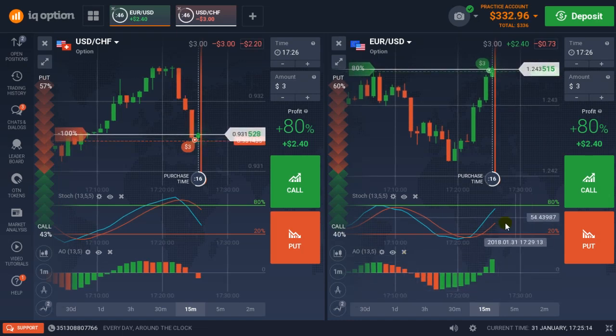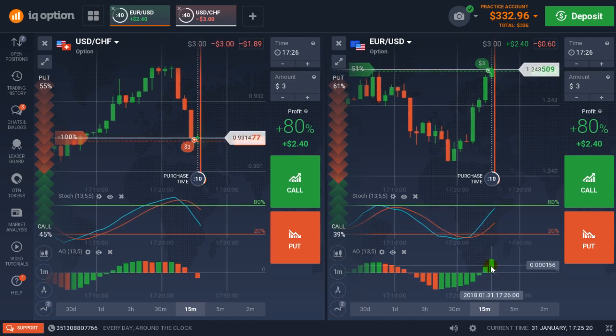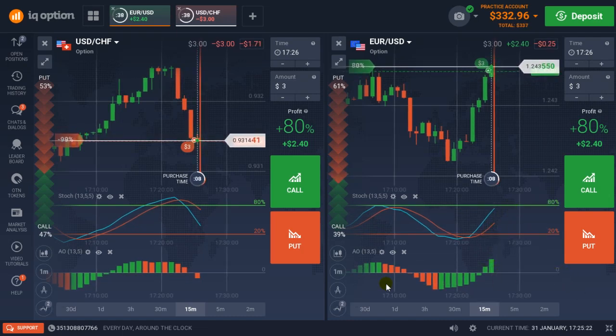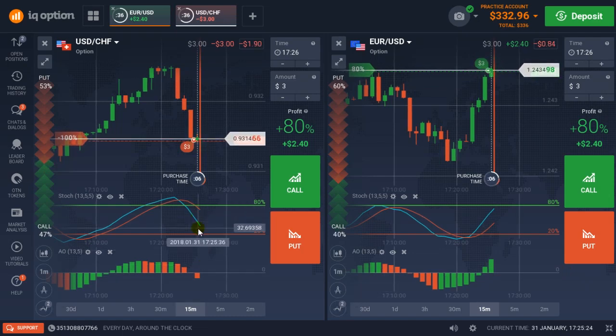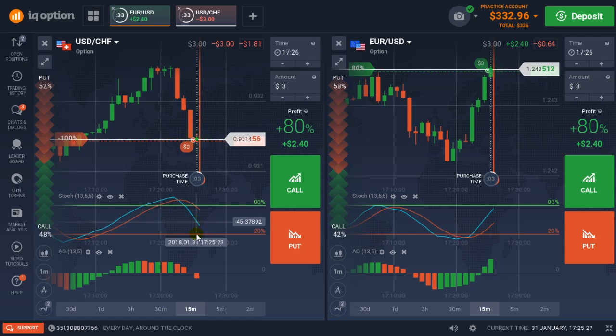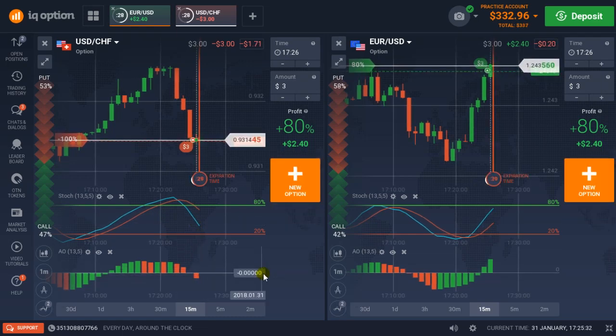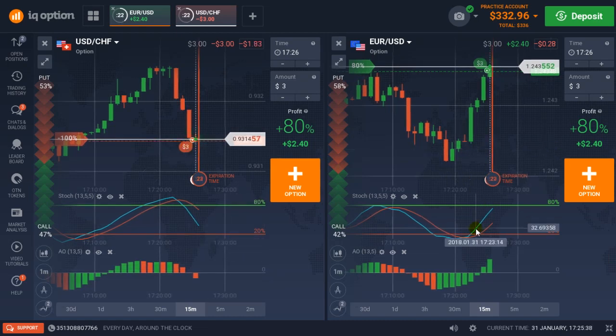Okay. At this moment, you can see nice separation between the lines. Both lines are shooting up. We're getting strong green bars above the zero level. On this side, both lines on the stochastic are coming down, with nice separation between them, and we're getting red bars below the zero line. So everything is telling us to get into a put trade on this side, and a call trade on that side.